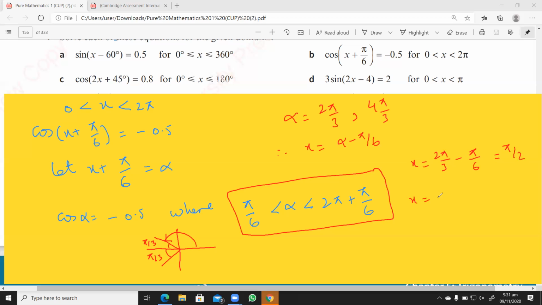And the second value is 4 pi by 3 minus pi by 6. That is 8 minus 1, 7 pi by 6. Can you please check the answer? This is 7 pi by 6. Okay, that's great. Now, would you be doing the questions yourself, or should I do one more part?